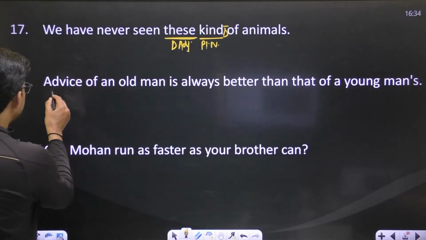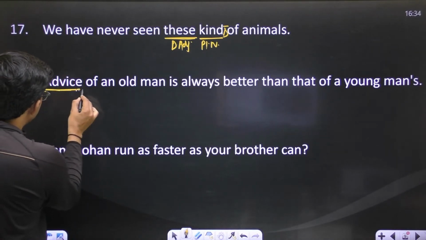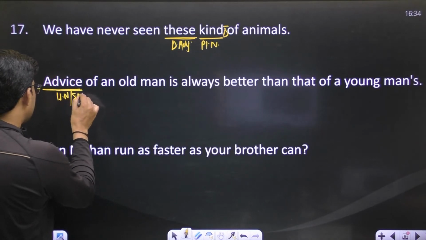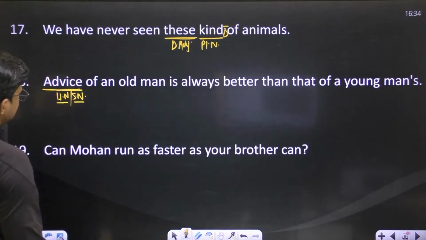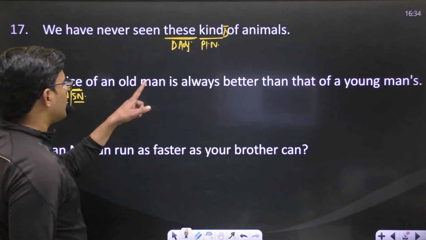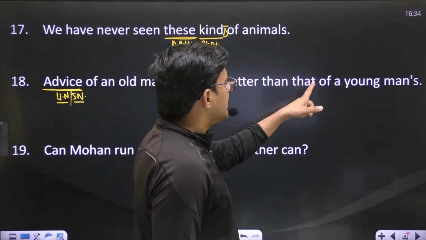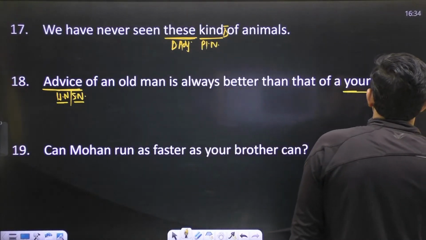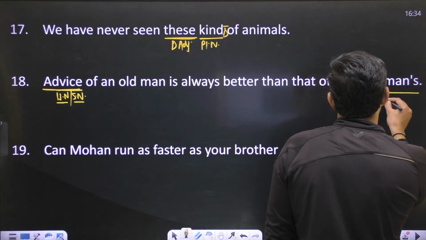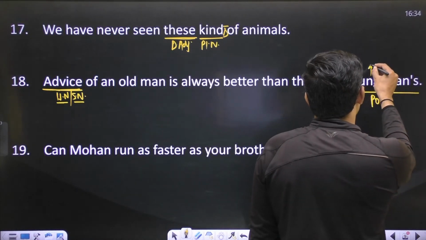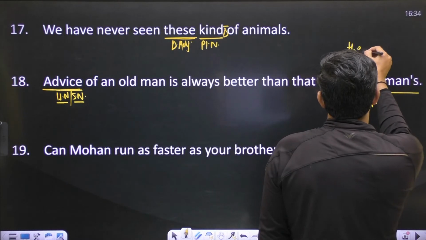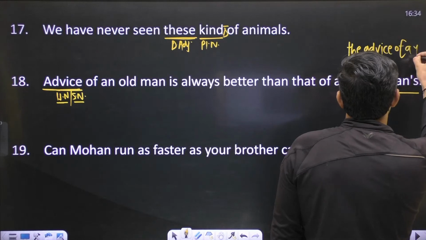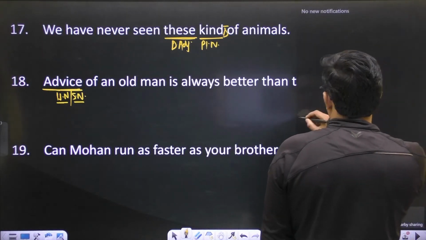Advice of an old man is always better than that of a young man's. Here we are comparing advice. This is an uncountable noun, and uncountable nouns are considered singular. So the advice of an old man is always better than the advice of a young man. Either you just say young man's, which is also possession, and the meaning of young man's is the advice of a young man, right?